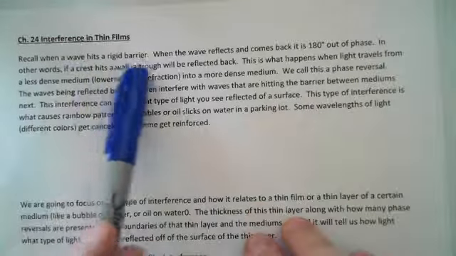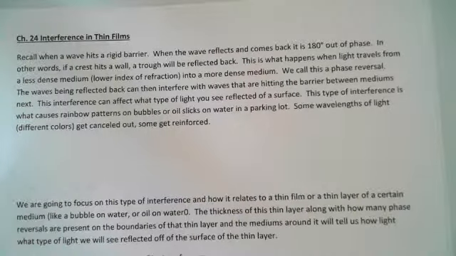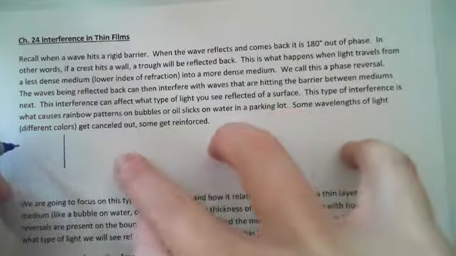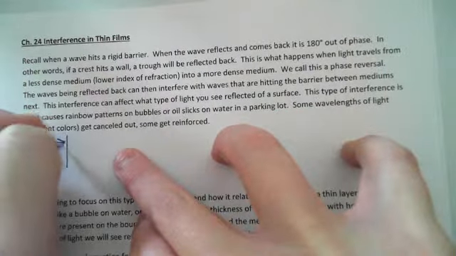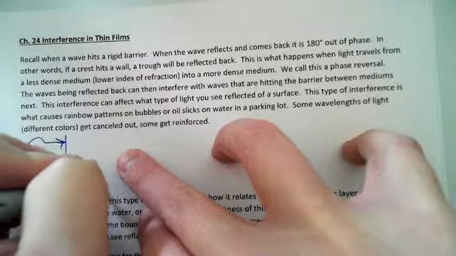Okay, so recall when a wave hits a rigid barrier. We've talked about that a couple weeks ago. When a wave hits a rigid barrier, when the wave reflects off that rigid barrier, it comes back 180 degrees out of phase. Okay, so here we have our barrier. Here we have our wave coming down to hit that barrier. And as that wave reflects back, it's going to reflect back out of phase, 180 degrees out of phase.